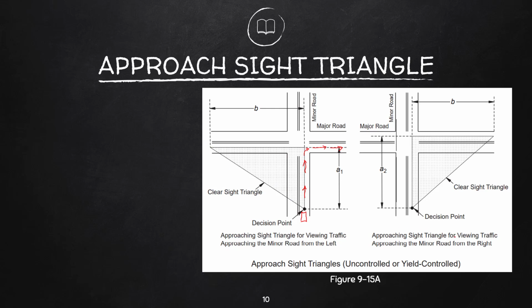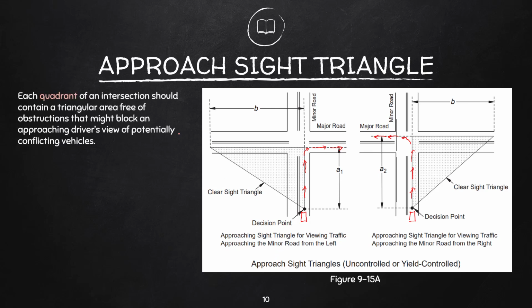And for this one, this portion here, the driver is here. We have the decision point. That is where the driver will start seeing, or he will start to decide on which maneuver to do. Will he continue to turn on his desired direction, or will he stop at the edge of this intersection? So for this part, from the right, the driver will continue and he will turn here. Okay, so that is approach sight triangles.